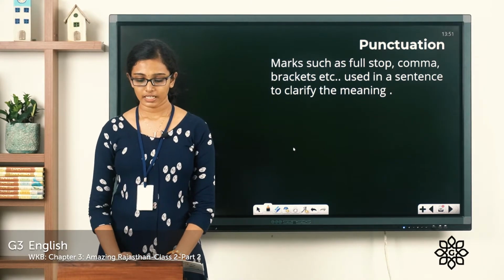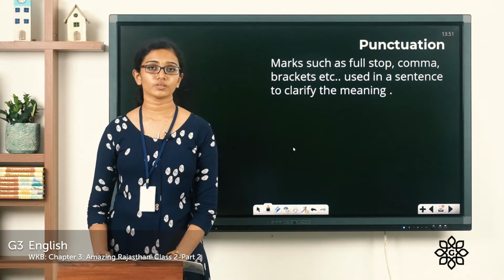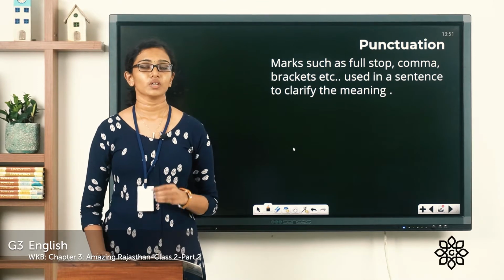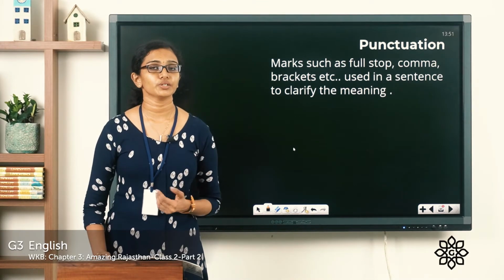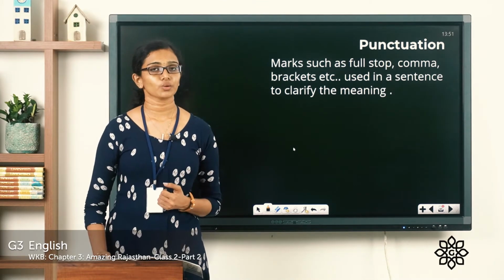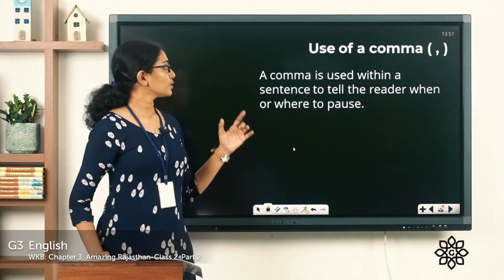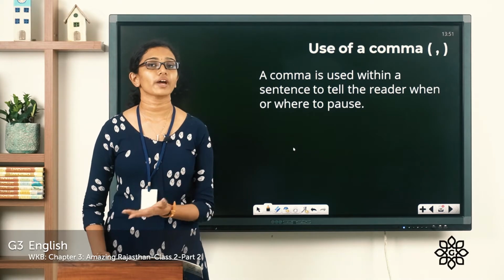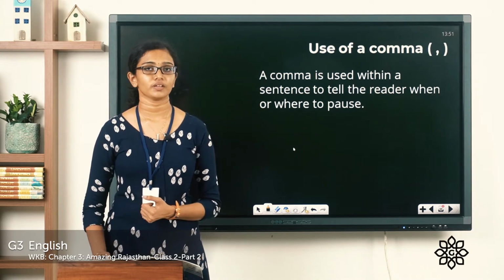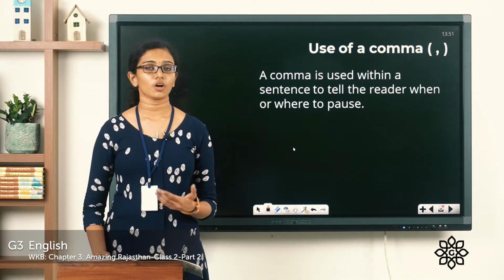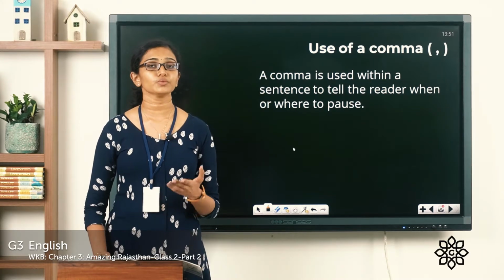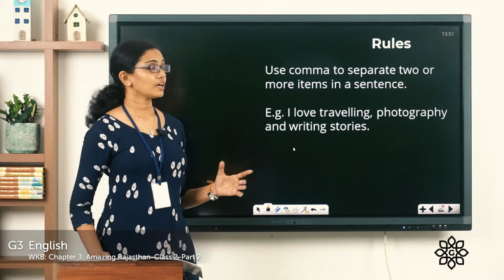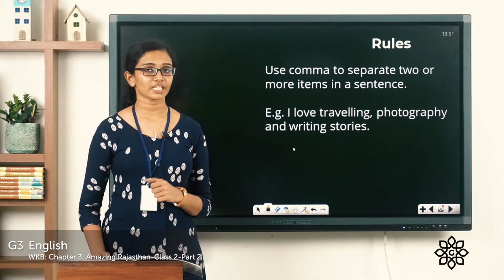And in the exercise that follows here, you are asked to put commas correctly. So let's see when and where to use a comma. Let's see some of the rules here. You use a comma to tell the reader when or where to pause the sentence. So when you are reading something, a comma tells you when or where to stop or to make a pause. There are a few rules for using comma. Let's see some of them.